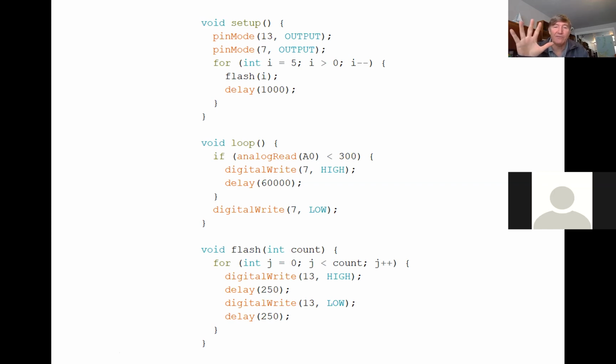So after it flashes 5 times, I needed to wait for a second before it flashes 4 times, because otherwise the 5 flashes and the 4 flashes are going to come together and it's going to look like 9 flashes, right? Oh, so you're talking about the other one.